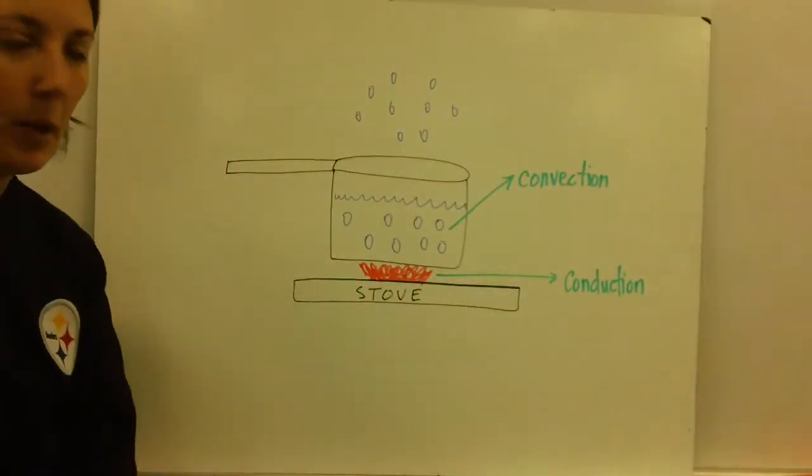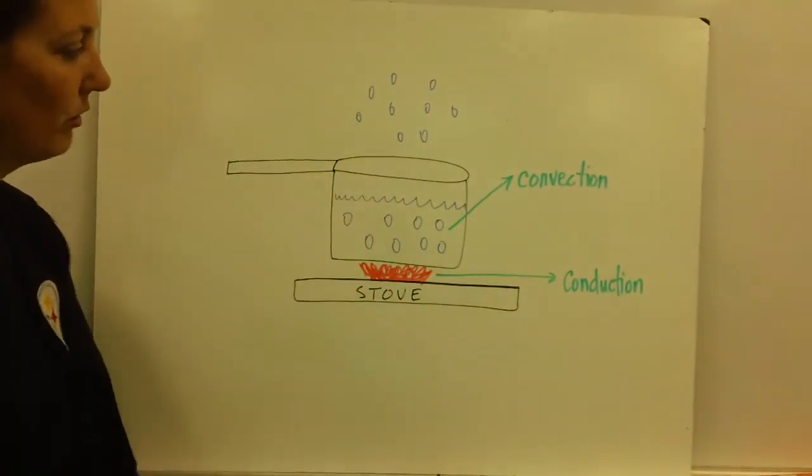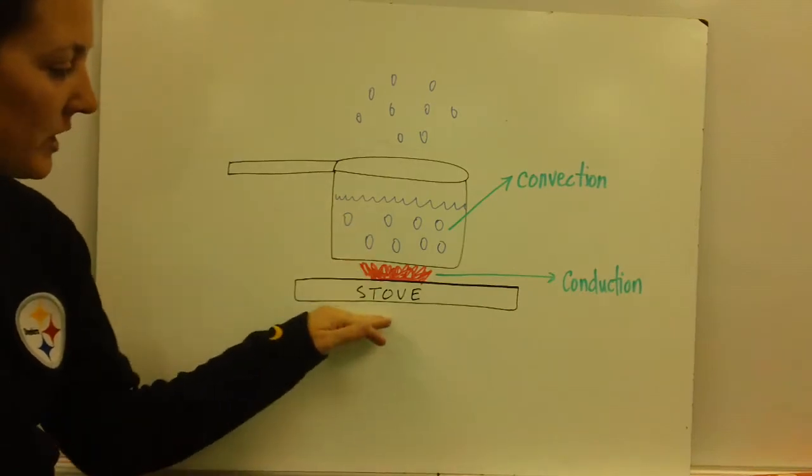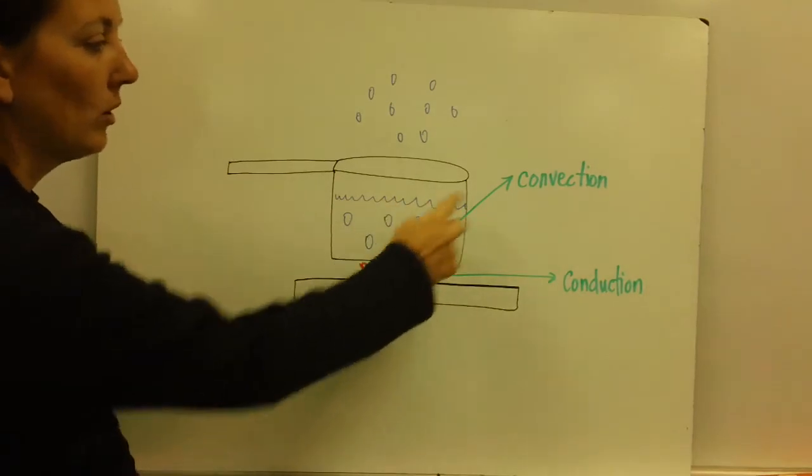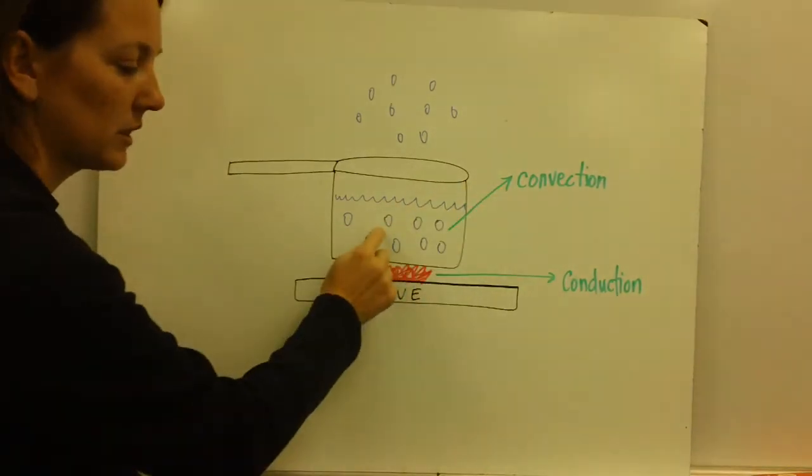All right, so here's an example I drew. We have a pot here on the stove. The pot and stove physically touching, that's conduction. When the water starts to boil, that's actually convection because this is a liquid.